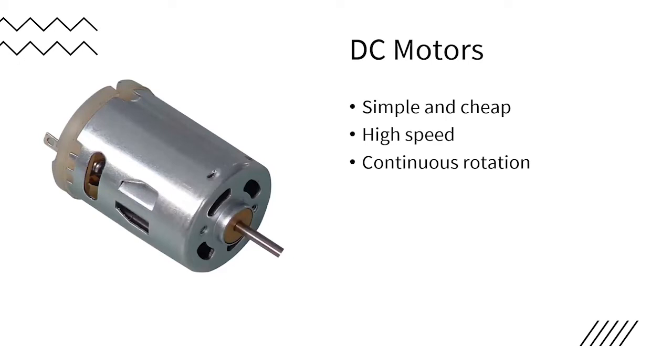So DC motors are sort of like the entryway into electric motors. They're by far the simplest and the cheapest that you can get for these sorts of systems. And really they are designed for applications which have very high speeds that require continuous rotations. So an example of this would be like the motors on a car.